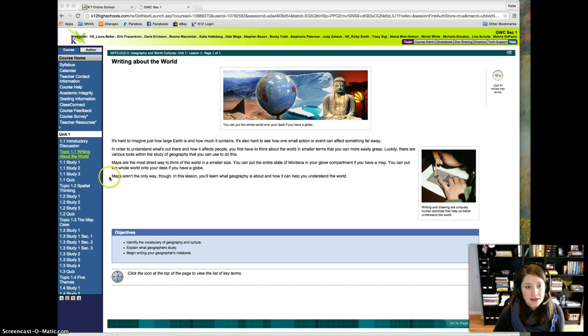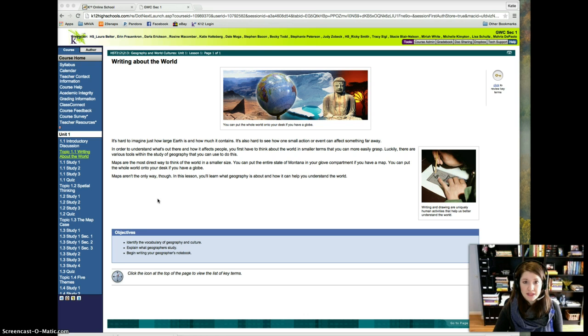Maps are the most direct way to think of the world in a smaller size. You can put the entire state of Montana in your glove compartment if you have a map. You can put the whole world onto your desk if you have a globe. Maps aren't the only way though. In this lesson, you'll learn what geography is and how it can help you understand the world.